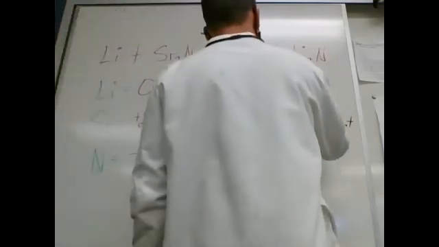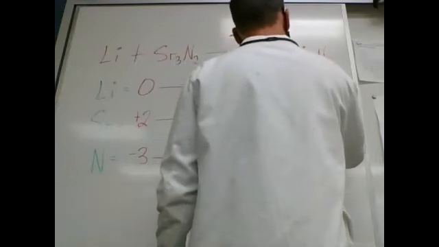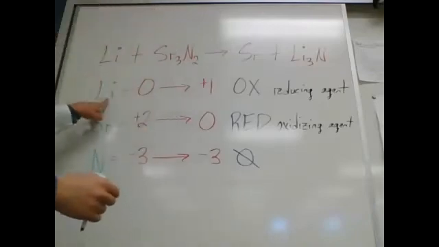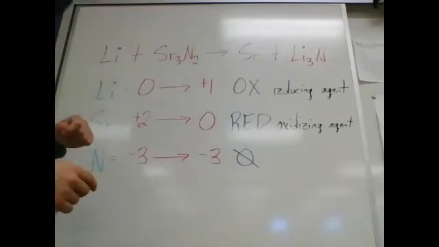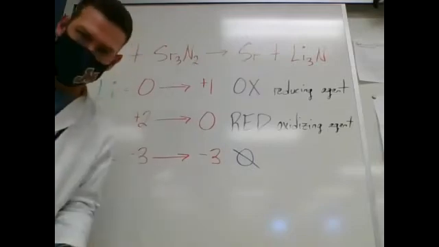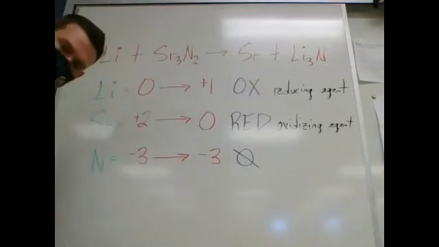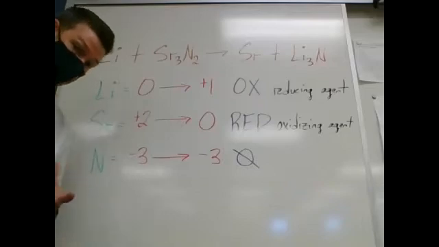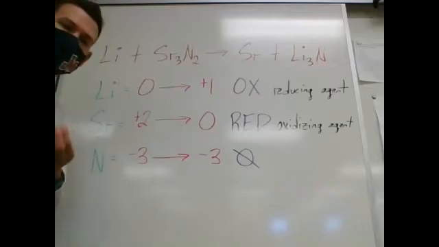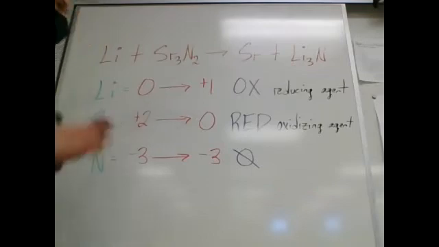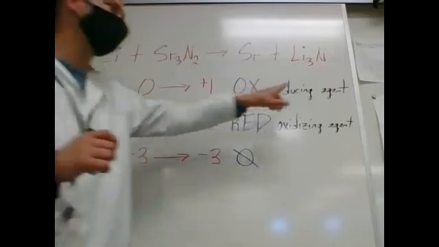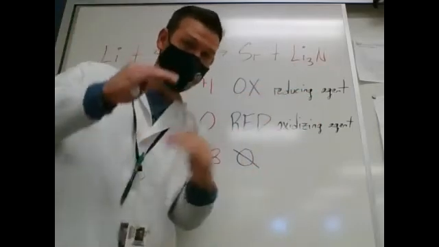Whoever's oxidized is the reducing agent, because lithium reduced strontium. You'll notice they're just opposites, but if you're not careful, you can do the analysis correct and then draw the opposite conclusion. So be careful on the wording of the questions, on what exactly it wants. Does it want to know who is reduced, or does it want to know who's the reducing agent? Because those are two different dudes.